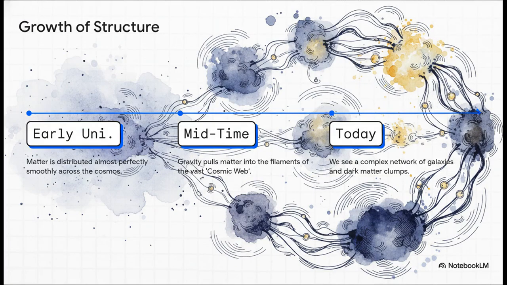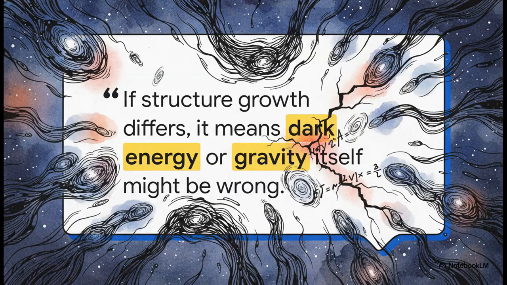See, in the very early universe, matter was spread out almost perfectly smoothly. But over eons, gravity started doing its thing. The slightly denser spots, mostly dark matter, started pulling in more and more stuff, forming this huge, filamentary structure that we call the cosmic web. Measuring exactly how fast that web grew is one of the most fundamental tests we have for our theories about the universe.